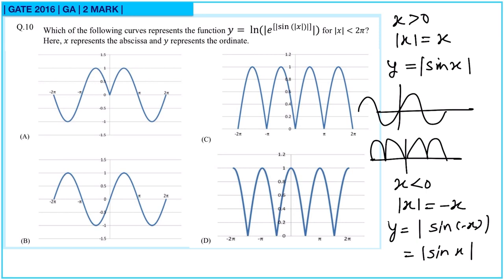So in both the cases, values are going to be positive only in this range, mod of x less than 2 pi. That means in the range minus 2 pi to 2 pi, all the values of y are going to be positive and it will be sine function on the plus side. So here option C is correct. So these were all the questions from the GATE 2016 paper.